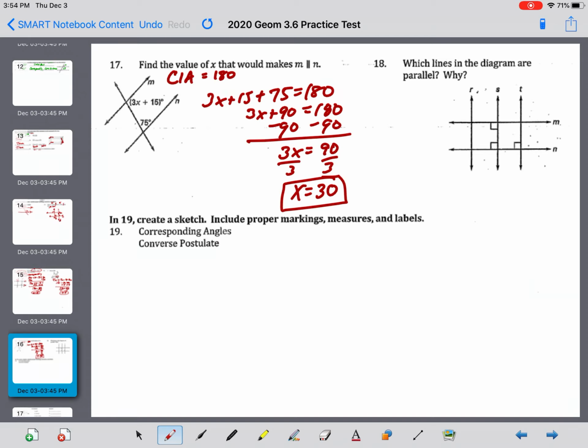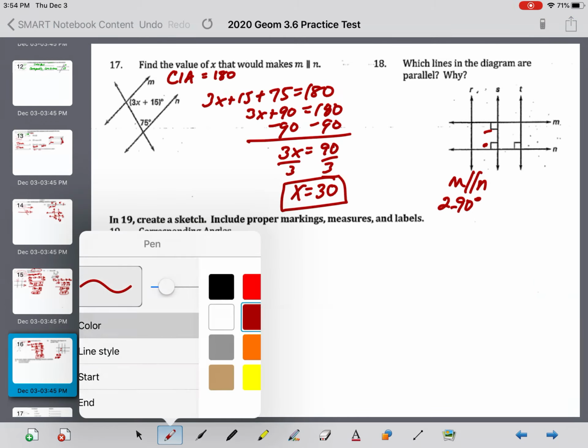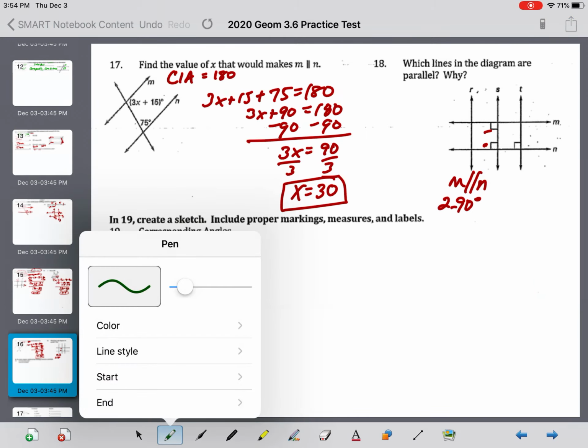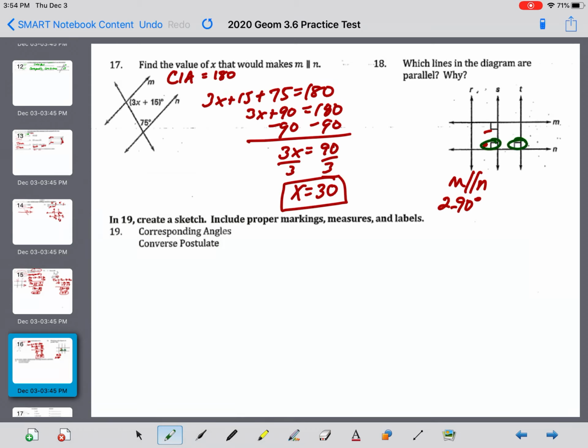All right, in number 18, which lines in the diagram are parallel? Well, there's 2 sets actually. So we have a pair of 90 degrees going through S. So we've got M is parallel to N because it's perpendicular, since we have 2 90-degree boxes. And then we also have 2 90-degree boxes going the other way along N. So that's going to make S parallel to T because we have 2 90-degree boxes along the transversal. So that's an S. I know it doesn't look very good.